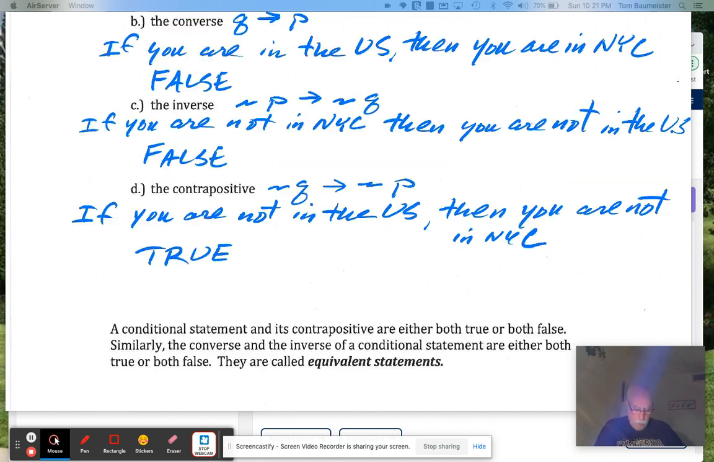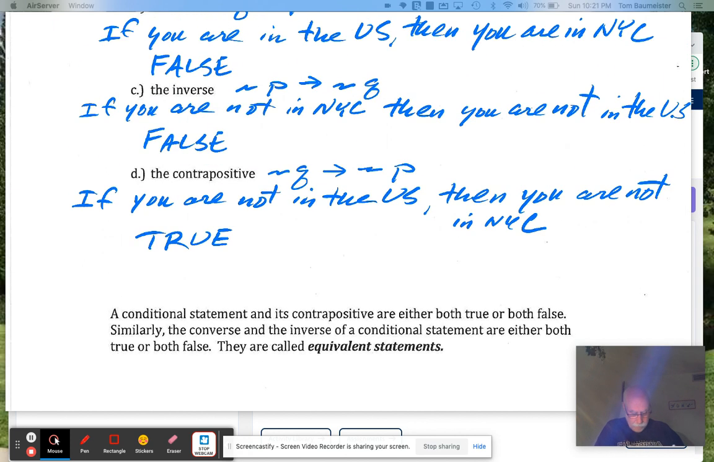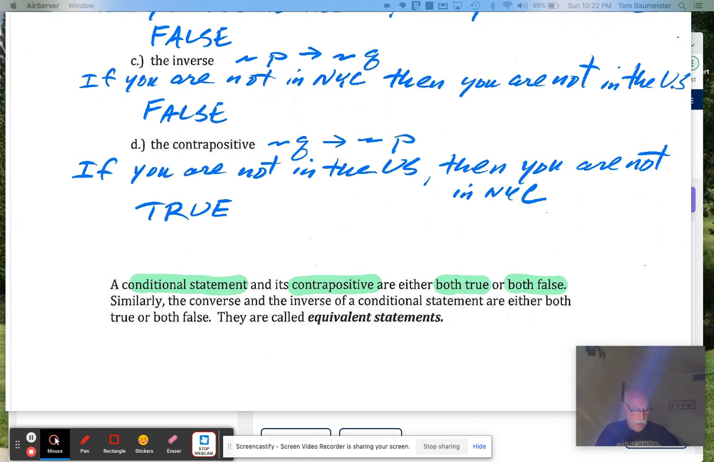All right. So, what this is telling us, and this is the final thing we're going to talk about today. We'll finish some more of this tomorrow. Like I said, we'll talk more about it. So, a conditional statement. That's the one we start with. So, the conditional statement and its contrapositive are either both true or both false. Okay, that's going to be important. They're both true or both false.